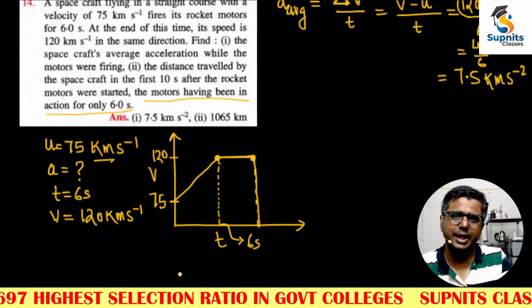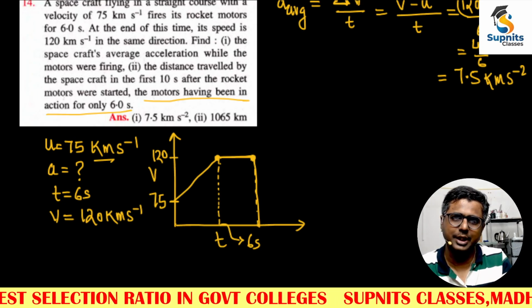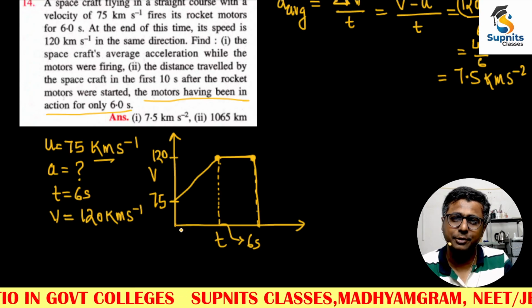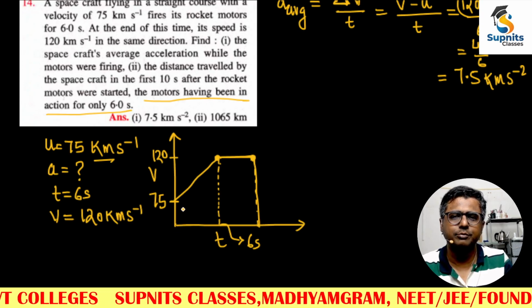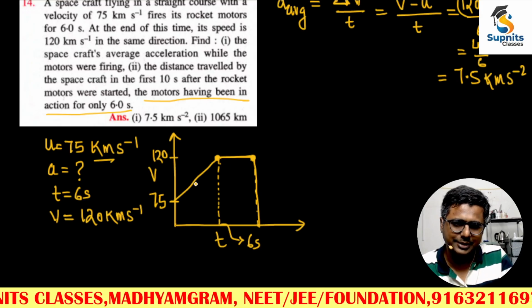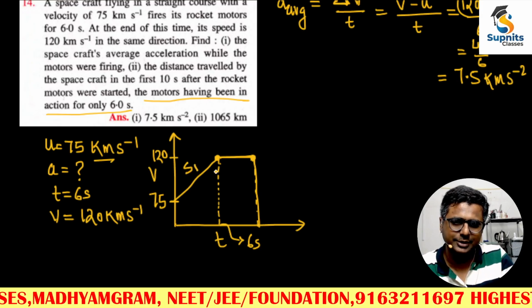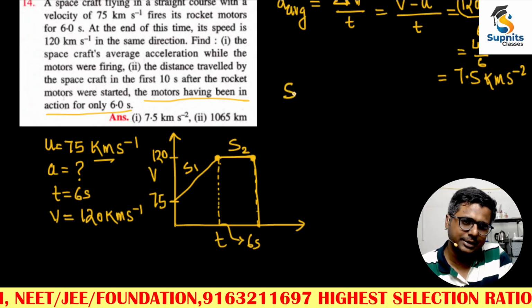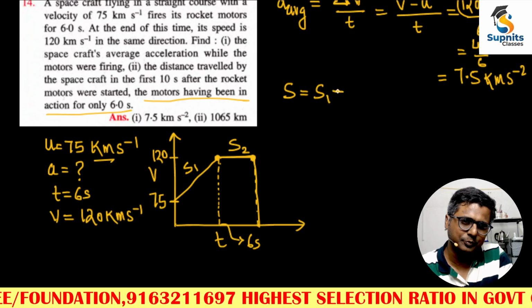So calculate the area under this graph to check whether you get the same answer or not. I'll go for the equation of motion method. Here there are two kinds of motion. The first type of motion I'll take as S1 and the second is S2. So total distance covered is S1 plus S2.